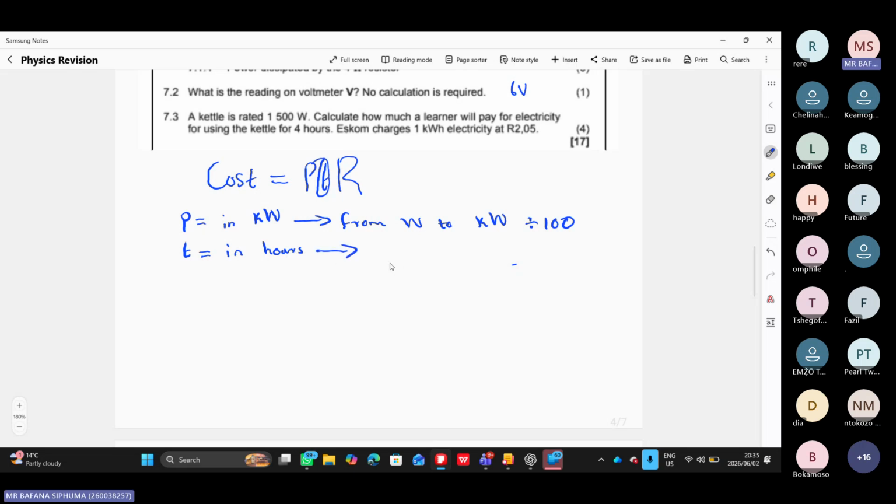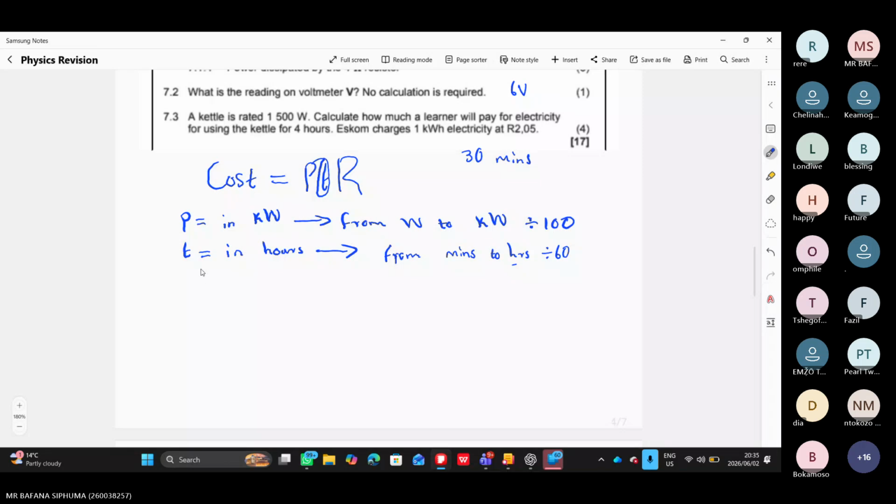So sometimes you'll be given maybe 30 minutes, and then they will require you to convert it into hours. I think you divide by 60. So I'll just say I'm not sure, but I'm confident. From minutes to hours, divide by 60.